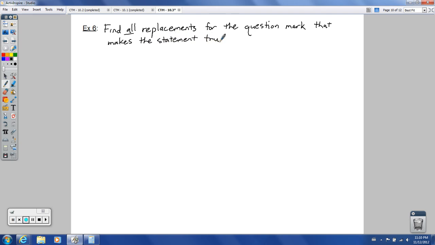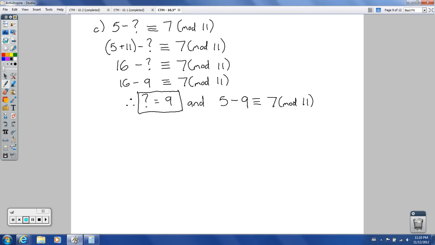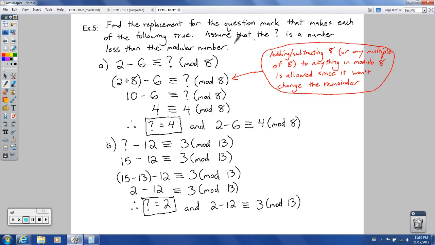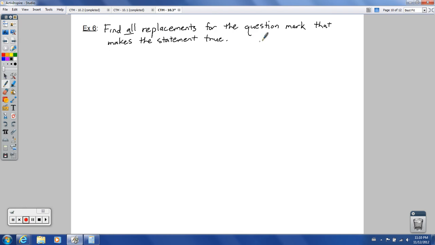And I'm going to assume the same thing as I assumed back here, that the question mark is a number less than the modular number. I'm not going to write that down again, but let's just make that assumption here. So let's say we start off with something like this: 3 times question mark is congruent to 2 mod 5.